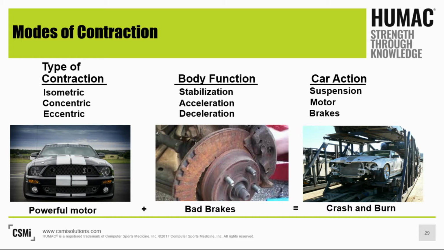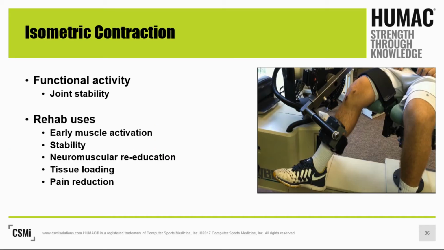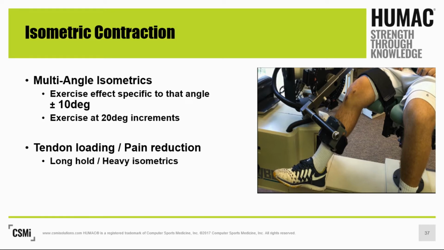Now let's look at each mode of contraction a little more in depth. For isometric contractions, with functional activity, we use these for joint stability. In rehab, we use isometric contractions for early muscle activation, improving joint stability, improving neuromuscular re-education, for tissue loading, and pain reduction. We can use isometric contractions at either a single angle or multiple angles.